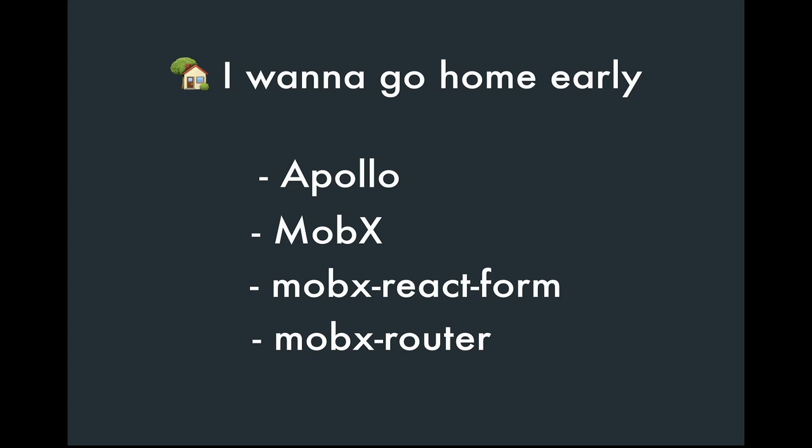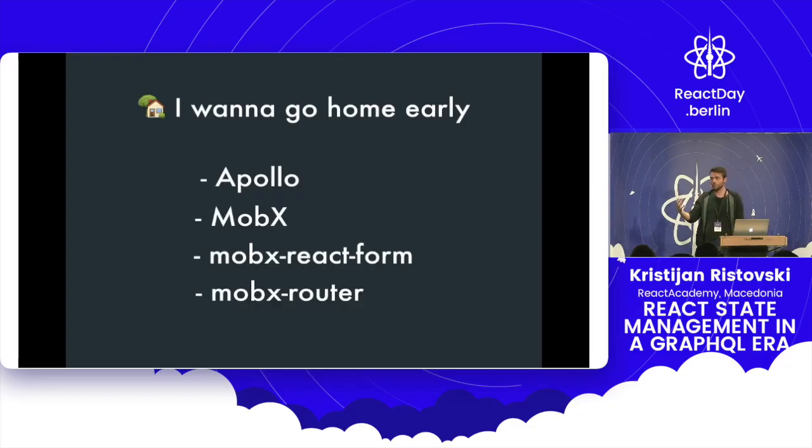Let's move on to our stacks. This one is called I Want to Go Home Early. I like this tweet from the creator of MobX. It was like, MobX doesn't try to prove an academic point. It just wants you to go home early from work. So if you use Apollo, MobX React, MobX Router, my own thing, it's literally the easiest stack. If you don't need offline support, if you don't need anything like that, but you still want a global store, you need forms, etc., this might be a good suggestion.